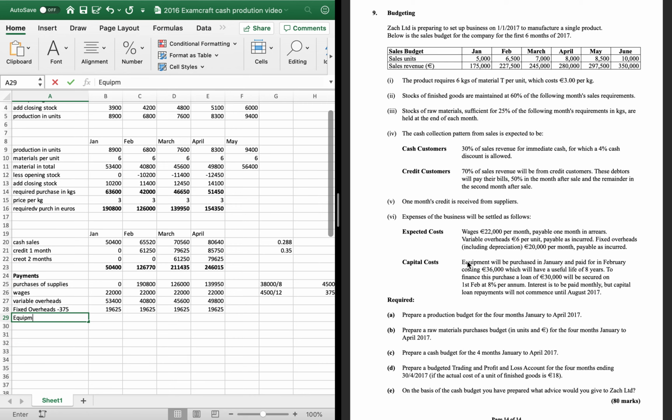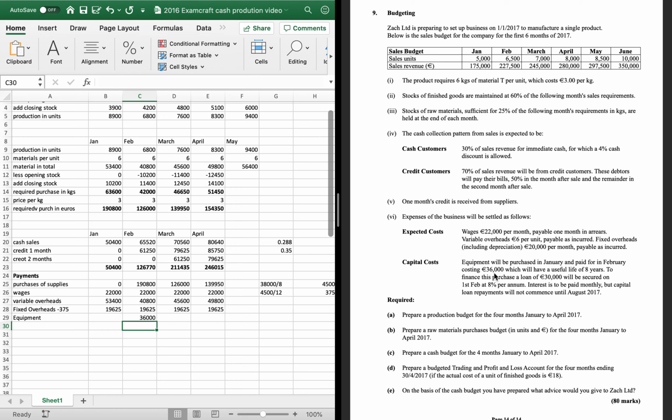Got the equipment. Now, if you do what I normally do, which is just read the first thing and then do nothing, you would have made a mistake here, because it says equipment will be purchased in January, and if you just saw the 36,000 and put it in January, you'd be wrong, because it tells you it's paid for in February, and this is a cash budget. Doesn't matter when you buy it, it's when you pay for it that we're interested in. So the 36,000 goes on to February, zero in the other months.